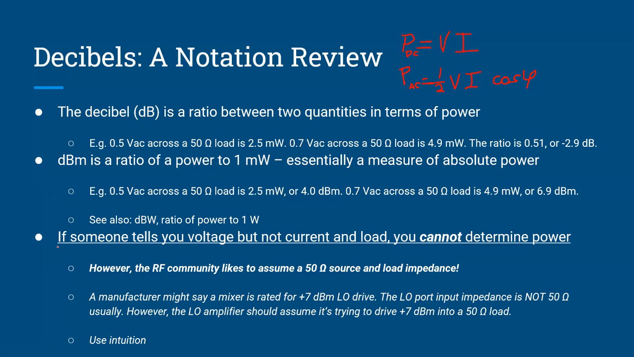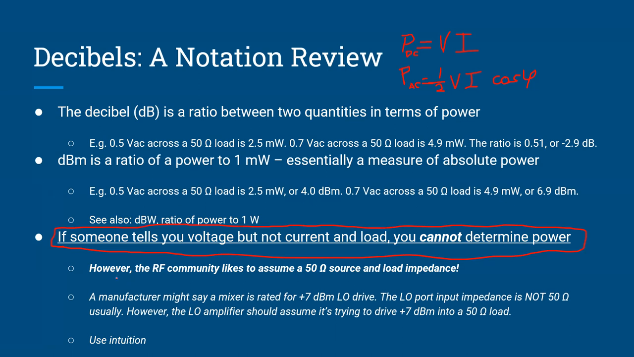But the key here is this line that's underlined. If somebody gives you voltage, but not the current, or somebody gives you the voltage and not the load, you can't determine what the power is, right? So you could have 100 volts amplitude and zero current and you have no power. The key is that you need both voltage and current to get power. And then if you have voltage and the load, you can of course determine the current, use Ohm's law or whatever, and you can get power, but you can't have one without the other.